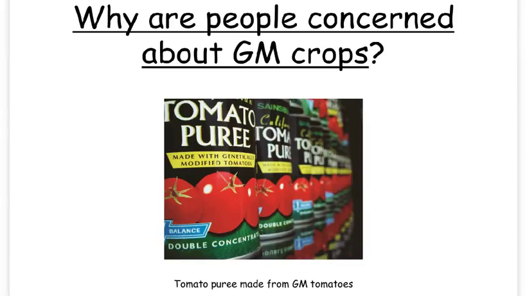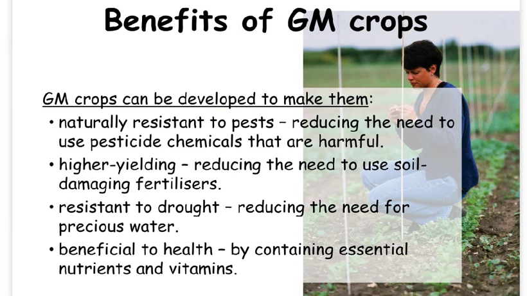So we know then that genetic engineering can be used to produce genetically modified crops. But why are some people so concerned about GM crops? GM technology can rapidly produce organisms with desired characteristics. However, many people worry that inserting genes into GM crops will have side effects.